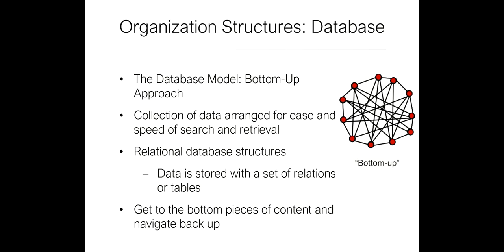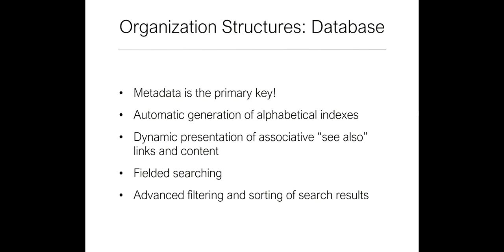And you get to the bottom pieces of content, and then you can navigate back up using things like that breadcrumb I mentioned earlier. If you're doing this, metadata is primary here. You want to make sure that it's easy for people to navigate to the next object over, so to speak. You need to provide sufficient information so that when a person clicks on the what's-next-item link, there is something there for the person to click on.